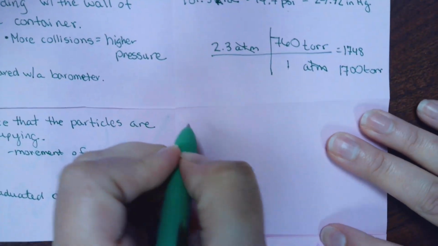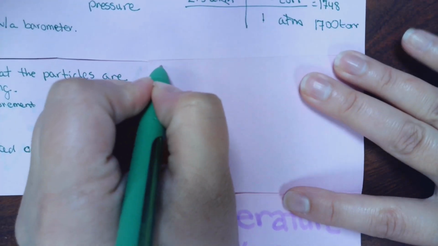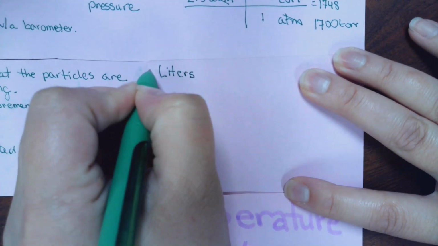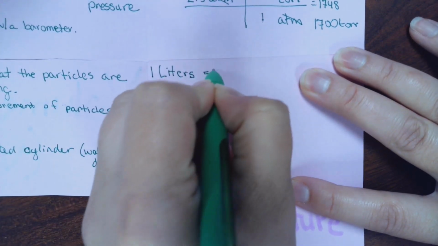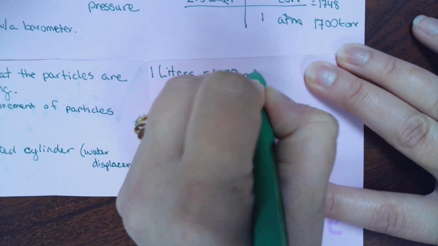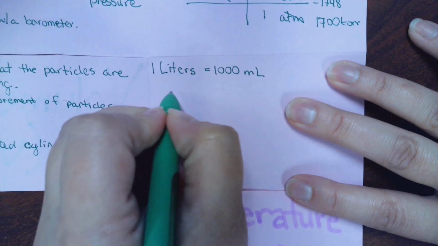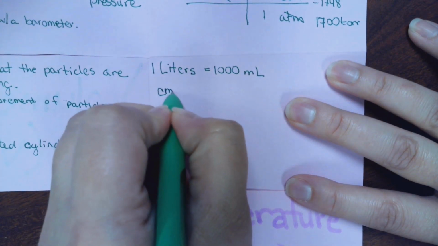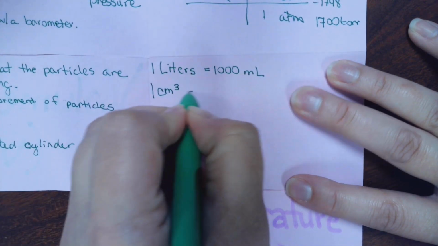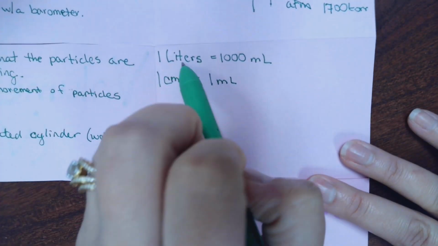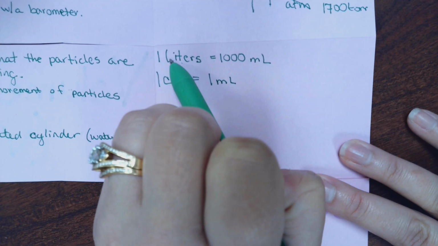Okay. Units for volume. Volume has several different units. We can measure it in liters. Okay. So 1 liter is equal to 1,000 milliliters. That's the other one we most commonly see. And then sometimes we will see centimeters cubed. Okay, 1 centimeter cubed is the same thing as a milliliter. So the most common one, though, is you're going to see this first one.